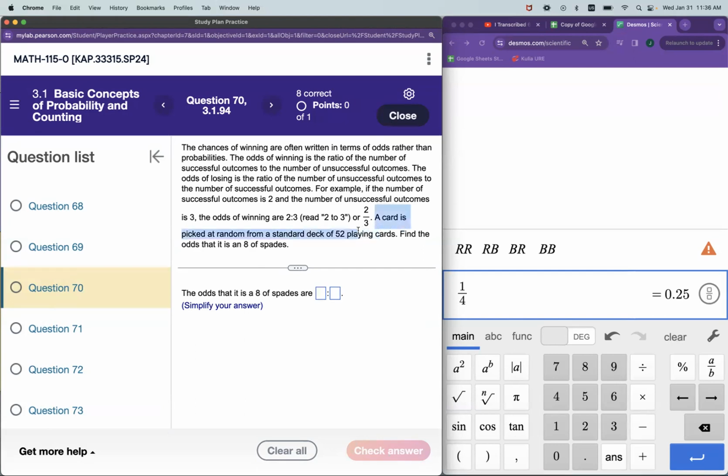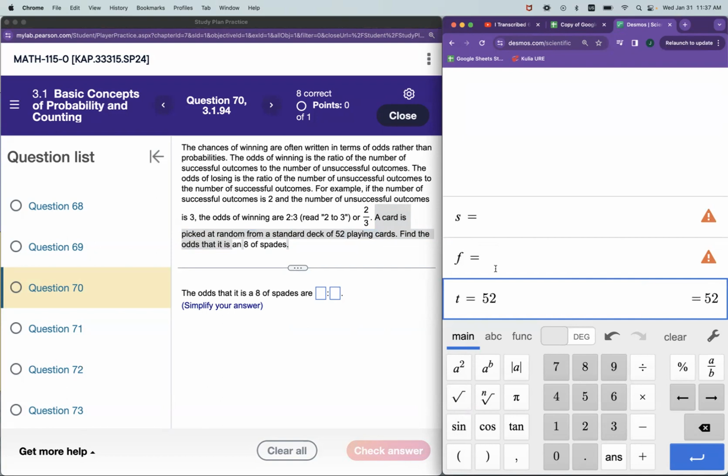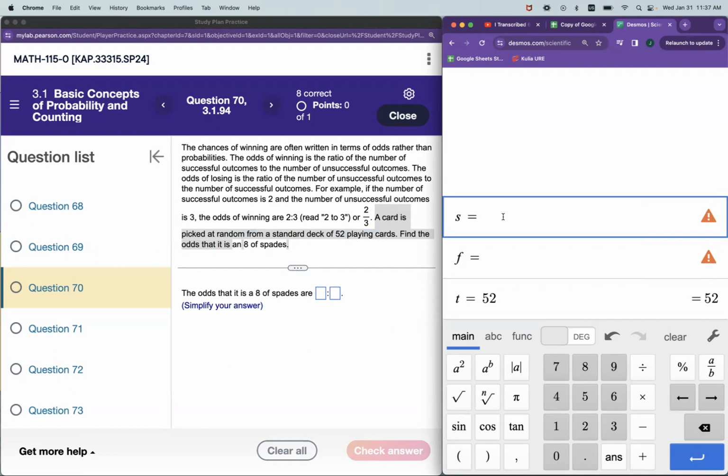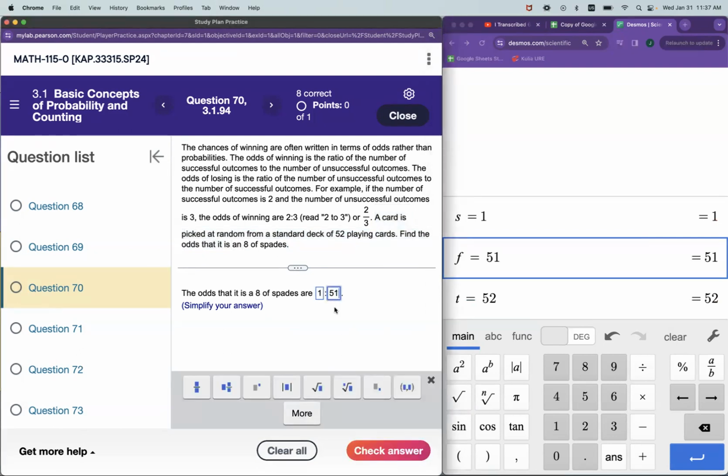This is the actual question. A card is picked at random from a standard deck of 52 cards. Find the odds that it is an 8 of spades. Whenever you do these odds questions, I like to break it into 3 letters: the successes, where something happens; failures, where it does not happen; and then the total outcomes possible. So total is easy, 52 cards, right? Success is also easy because there's only 1 8 of spades. So failures is 51. The odds are always the successes to failures, or if it's odds against, it's the opposite way. Odds that it is an 8 of spades is 1 to 51.